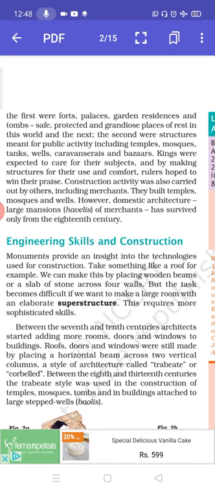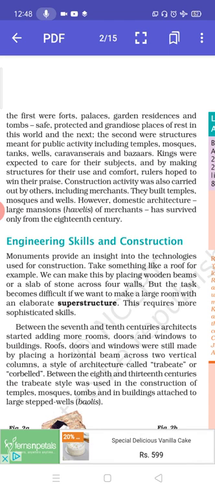So it was expected that being a king, it was their duty to take care of the subjects and make buildings for their use and comfort. Then construction activities were carried out not only by the kings but by the merchants also. They contributed in the construction of buildings like temples, mosques or wells.